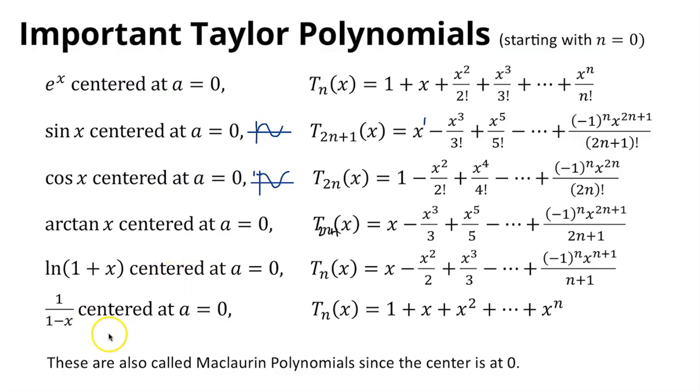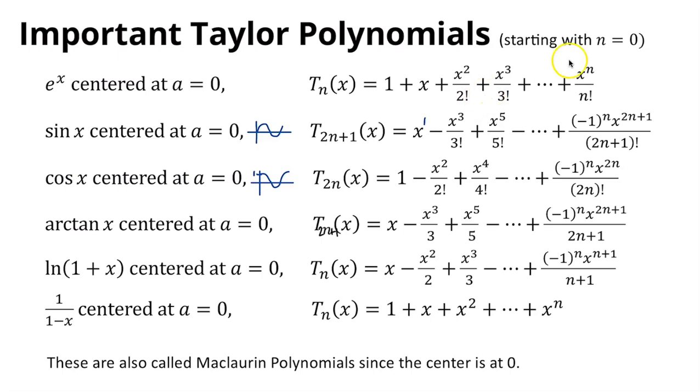And this last one is special. We're going to talk about this in detail a little bit more, but the Taylor polynomial for 1 over 1 minus x centered at 0 is 1 plus x plus x squared all the way up to x to the n. So we'll take a look at that one a little bit more.